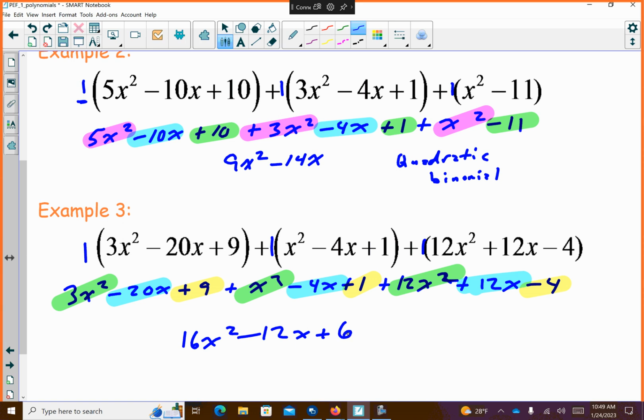Like, really? This is a quadratic. How many terms? It's quadratic. Why? Because the exponent is only 2. Because the highest exponent is 2. And then 3 terms is a trinomial.